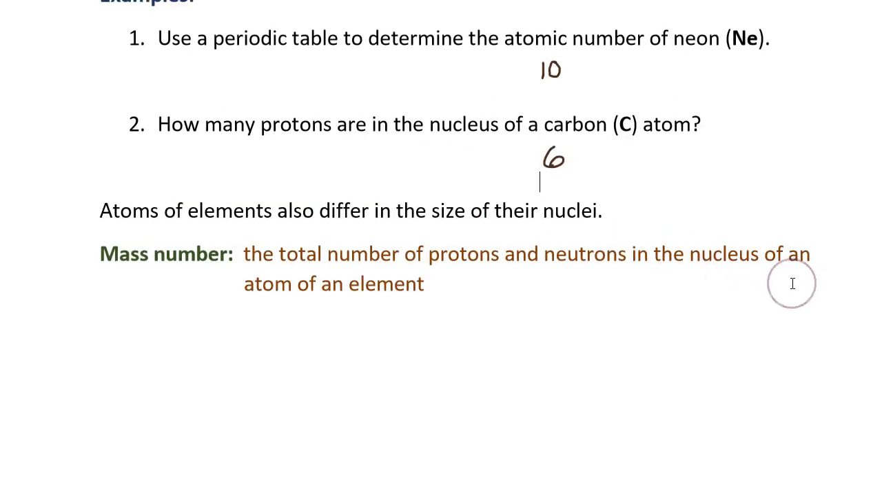Let's look at our two examples again. The atomic number of neon is 10, meaning there are 10 protons. If an atom of neon also happened to have 9 neutrons, then its mass number is 19. Let's take a look at carbon. An atom of carbon has 6 protons. If it also happened to have 7 neutrons, then its mass number is 6 plus 7, or 13.